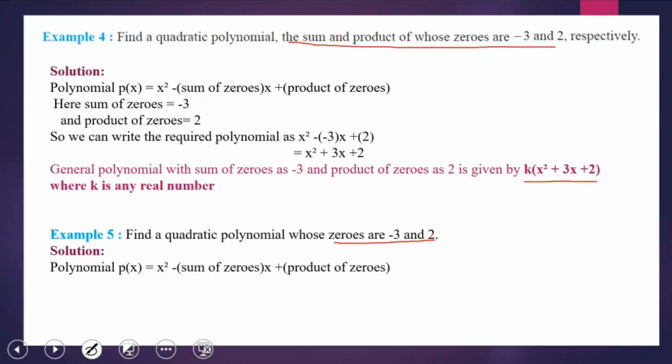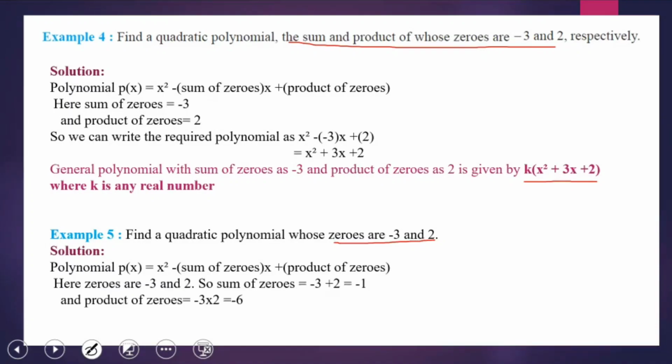So sum of the zeros comes out to be how much? Minus 3 plus 2 is the sum, that is minus 1. And product of the zeros comes out to be minus 3 into 2, which is minus 6. I get that the polynomial is given by x square minus the sum of the zeros, that is x square minus minus 1 into x plus the product of the zeros, that is minus 6. So I get x square minus minus 1x minus 6. That is x square plus x minus 6 is the required polynomial.